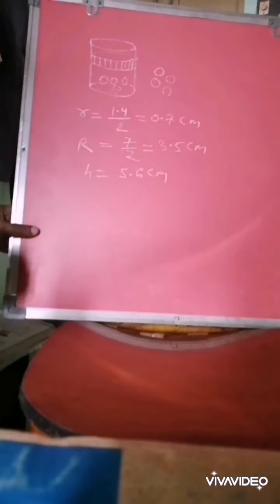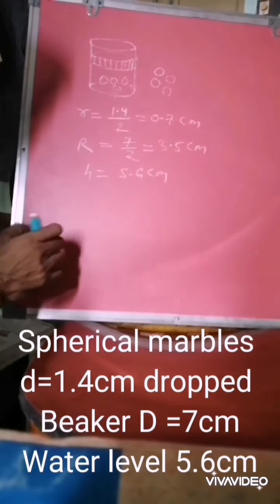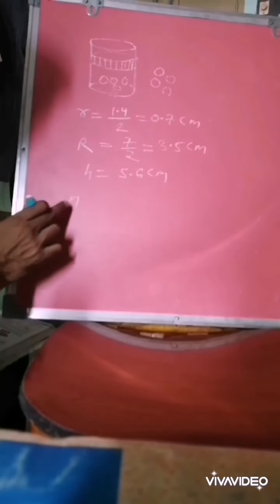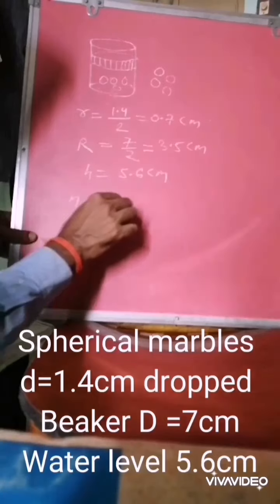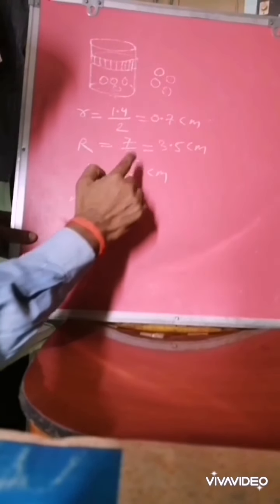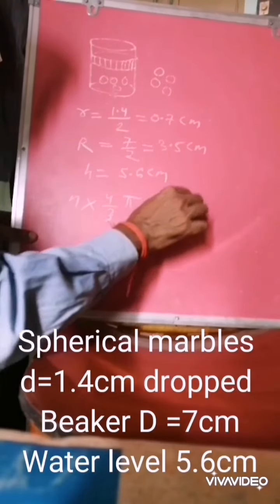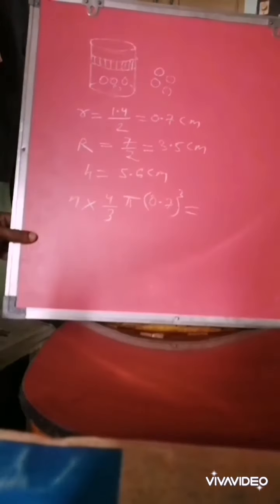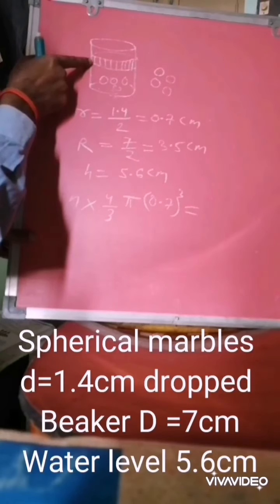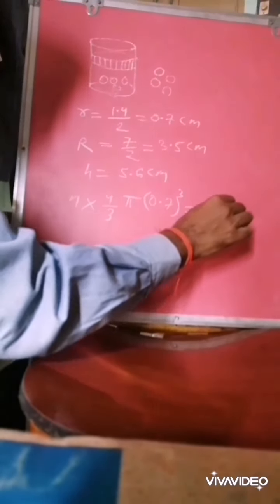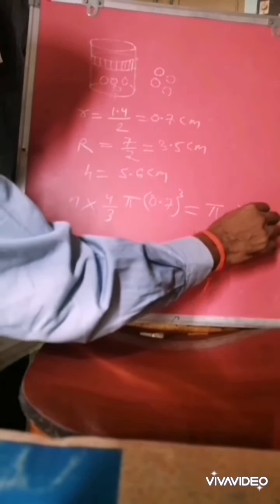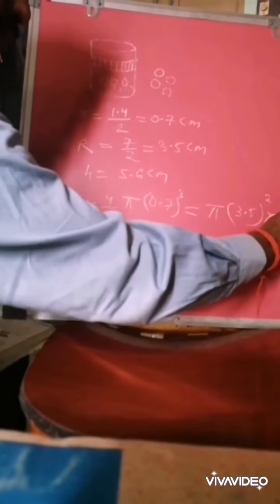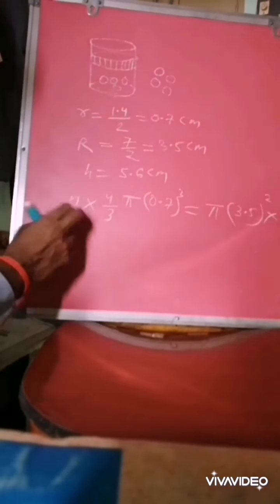Now you have to find the number of marbles. Suppose n number of marbles are there. So the volume of all n marbles is n into, the marble is a sphere, formula 4 by 3 pi r cube, 4 by 3 pi, radius is 0.7 whole cube, is equal to the raised water, which is in cylindrical form. So the cylinder formula pi R square h, pi, big R is 3.5 whole square, into height, which is given as 5.6. So you have to find the n value.